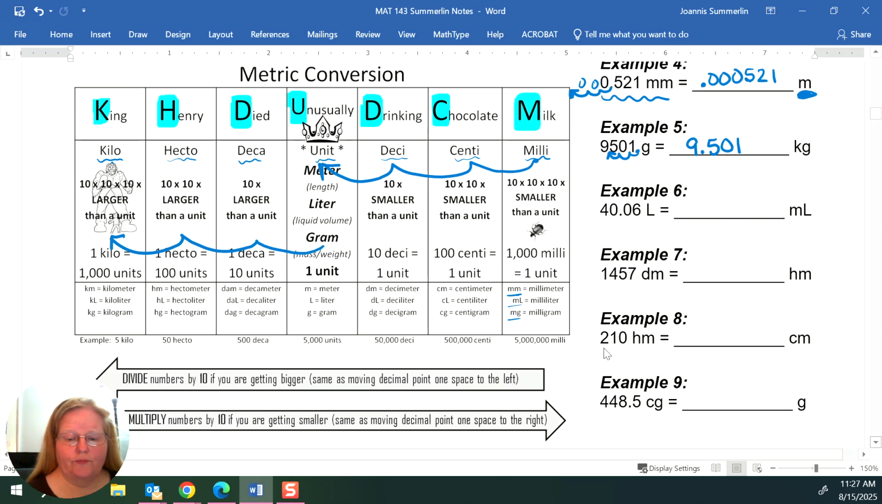Just that simple. To go from liters to milliliters, I start where liters are. I go to the milliliters. 1, 2, 3 places. It's not always going to be 3, just so you understand. Going 3 places to the right this time puts me at 4,0060 milliliters.